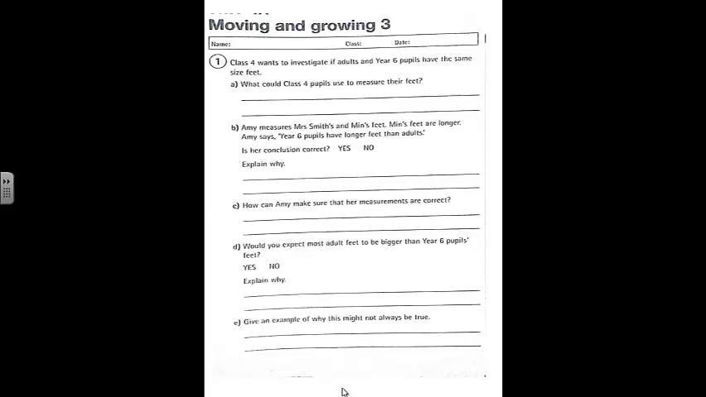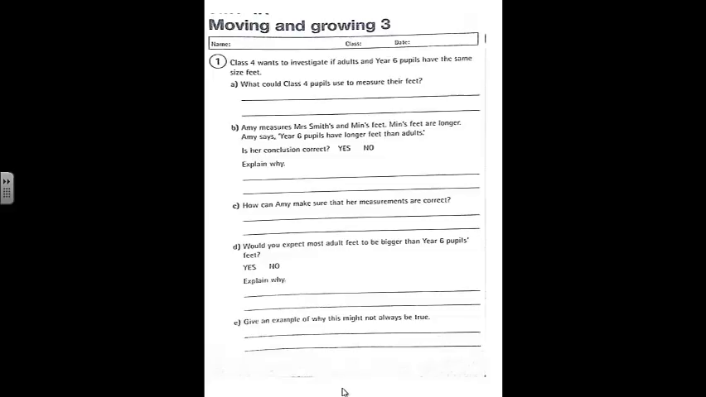Class 4 wants to investigate if adults and year 6 pupils have the same size feet. What should they use to measure their feet? Ruler. Excellent. They can just use a ruler. Amy measures Mrs. Smith's and men's feet. Men's feet are longer.